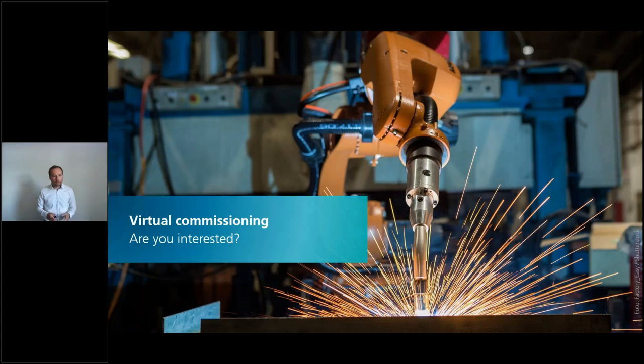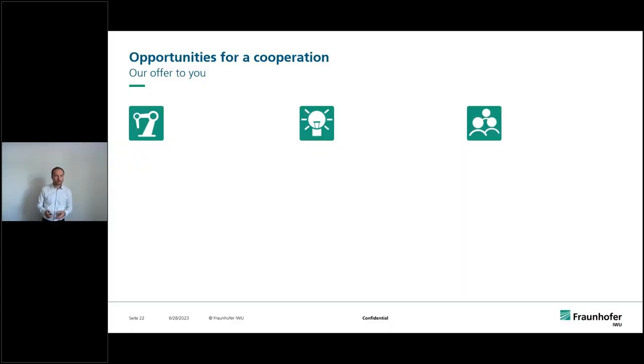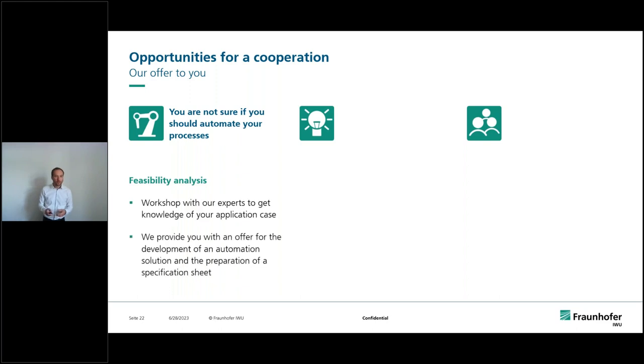So if you are now interested in the method of virtual commissioning, I have a few opportunities how we could cooperate in this theme. If you are not sure if you should automate your processes, we can do a feasibility analysis together. We have a workshop with our expert to get the knowledge of your application case, and then we provide you an offer for the development of an automation solution and the preparation of a specification sheet.